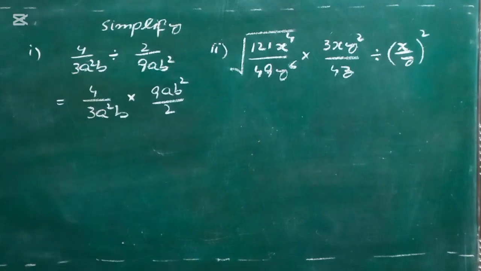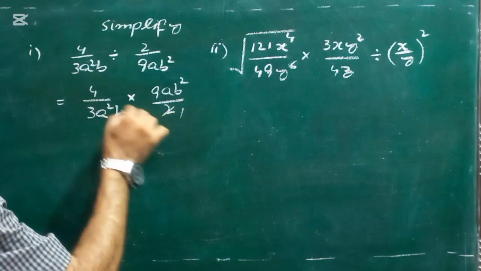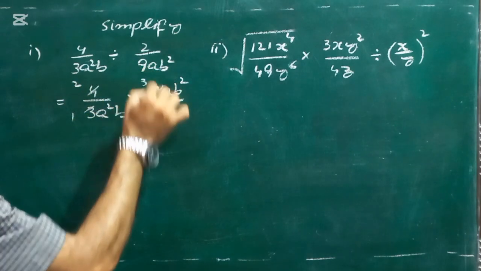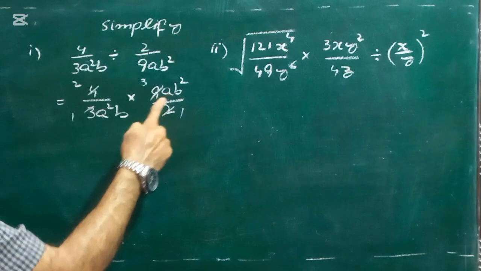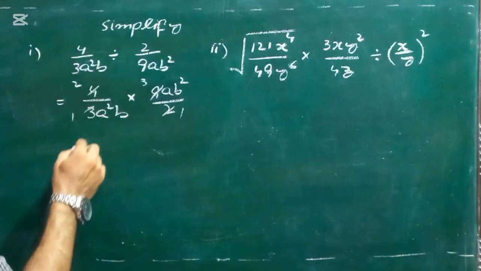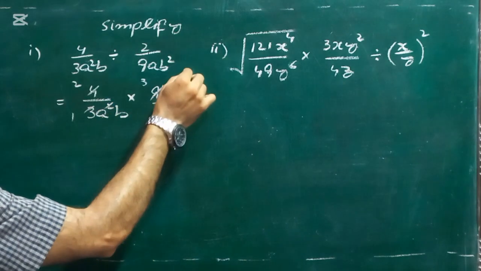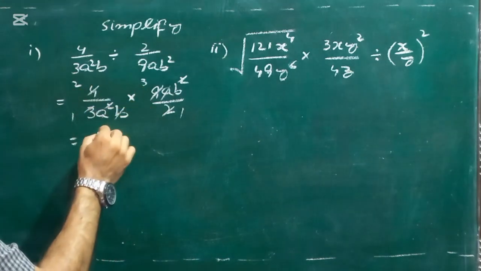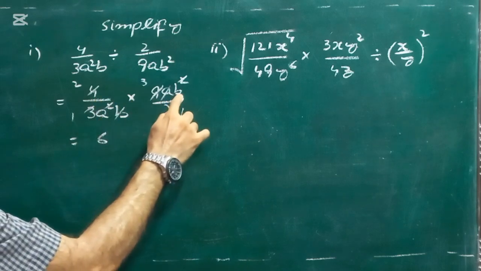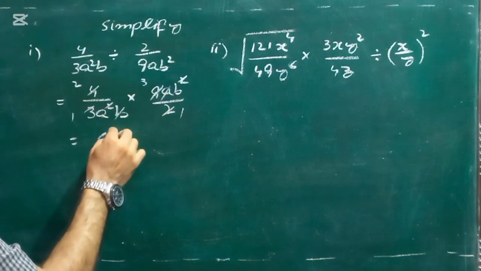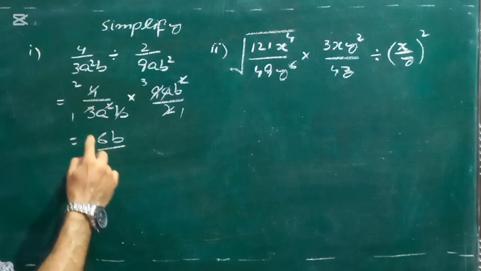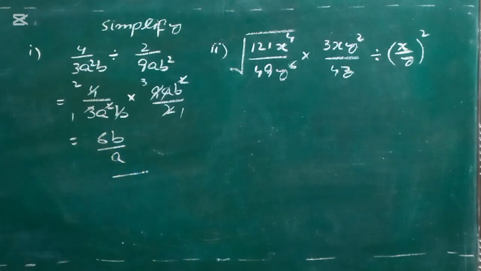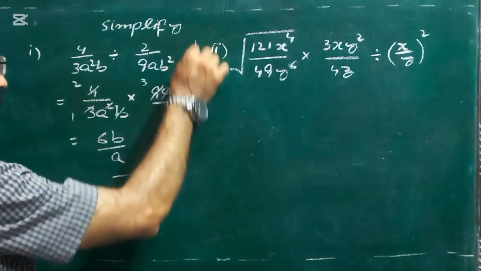From here, cancel the values as much as possible. 2 1s are 2, 2 2s are 4, 3 1s are 3, and 3 3s are 9. 1a will be cancelled and 1b will be cancelled. So the remaining portion is now 2 3s are 6, and in the numerator we have b as well. Now in the denominator only a is there. So this is the simplified form of the question.